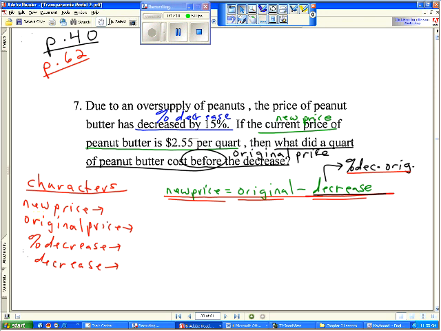So, we're going to pull our pieces in from our paragraph. New price. What was the new price here? The current price, $2.55. So this time we know the new price. The original price. We don't know that one.